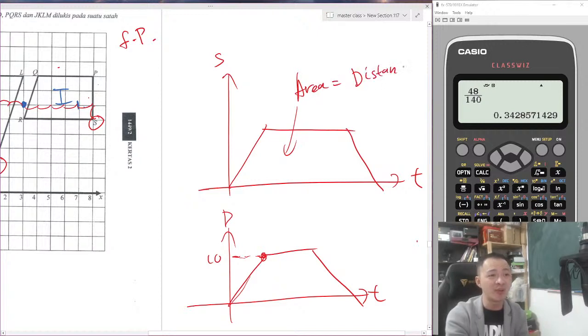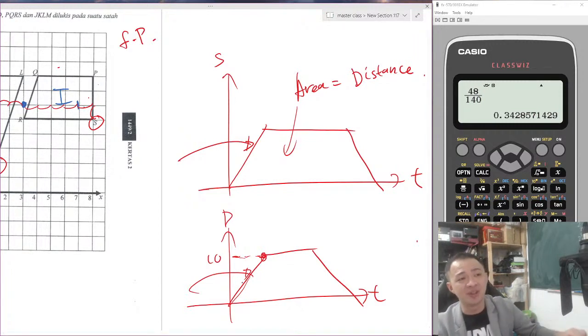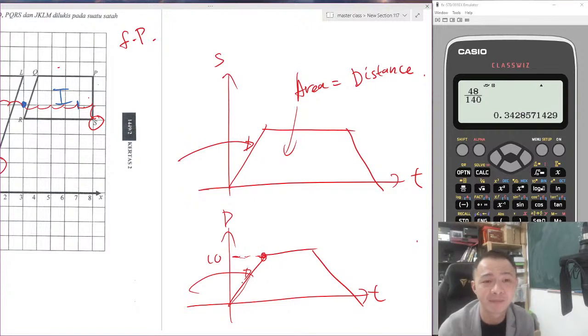This is one of the most important things about speed time graph, and they have different meaning about their gradient. The gradient for speed time graph is rate of change of speed, or acceleration, but the gradient for distance time graph will be the speed. So yeah, this is the only difference between speed time and distance time. I have the video about this, so you can go check it out as well.